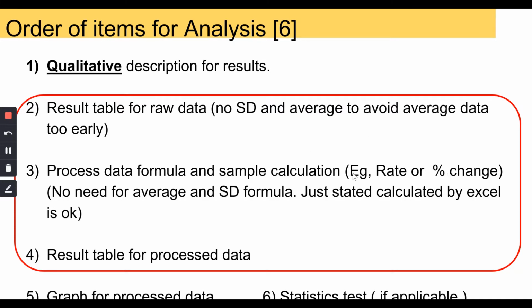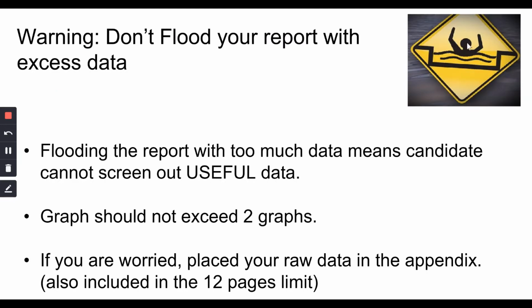Finally, after presenting the formula and sample calculation, you will present a table of the processed data. Then you will include 2 more columns for the average and SD. Make sure that you don't put the average and SD for the raw data. You only place the average and SD for the processed data, assuming your experiment does have processed data. For items number 5 and 6, the graph for processed data and statistical test will be in the next video. So let's move on to the next part.